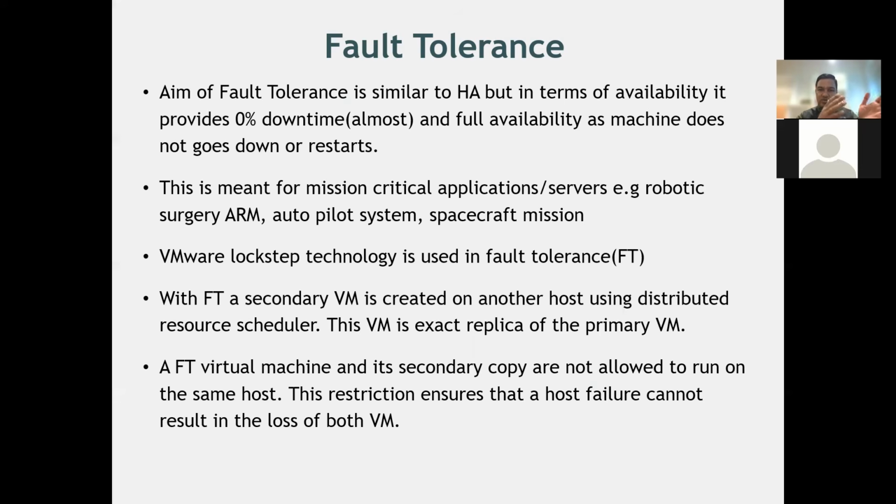If I am writing 1, 2, 3, 4, 5 in one VM, then the secondary VM will have at least 1, 2, 3, 4. If the fifth one has not finished writing, then once it has finished, it will also be available on the secondary VM. So this kind of fault tolerance is really used for mission critical systems. In general, fault tolerance is not used; high availability is used.